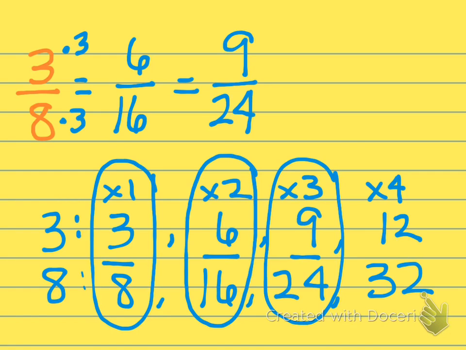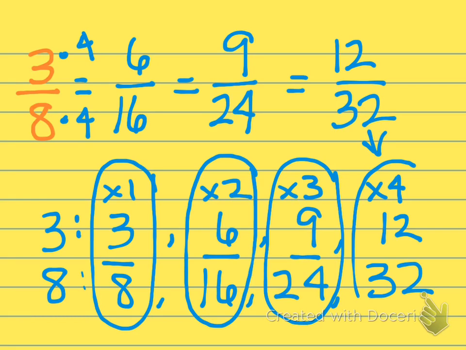And then, of course, last one here. 3 times 4, 8 times 4. Let's see if the pattern holds true. 3 times 4 is 12. 8 times 4, 32. And as we can see, that pattern does hold true. And that's how you find equivalent fractions.